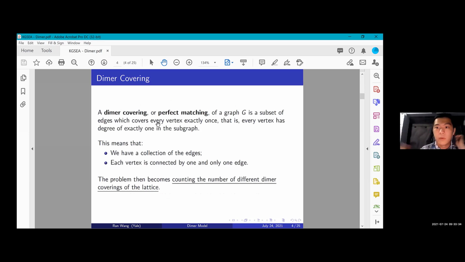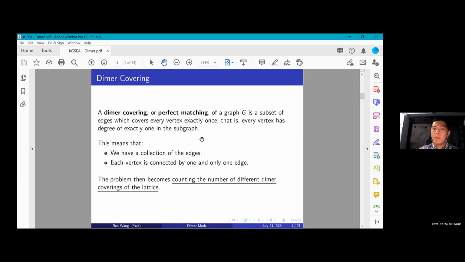So we kind of want to simplify it into some specific graphs. It's not just a boundless space. We have a bound. Sometimes it's boundless, but we have grids on it, so that we can study it in a simpler way. Okay, so what is a dimer covering? A dimer covering or perfect matching of a graph is a subset of edges which covers every vertex exactly once. That is, every vertex has a degree of exactly 1 in the subgraph.